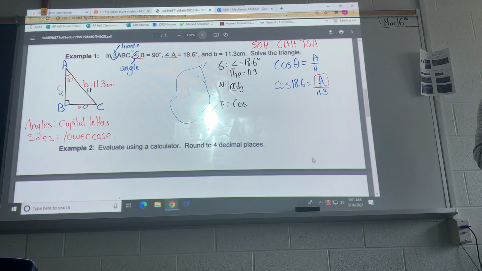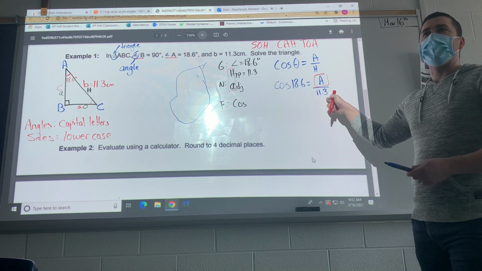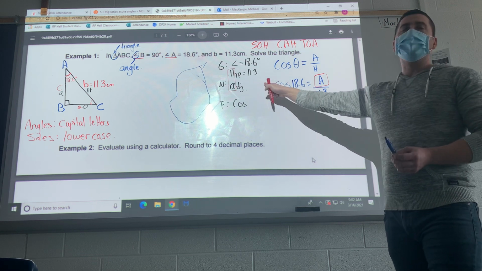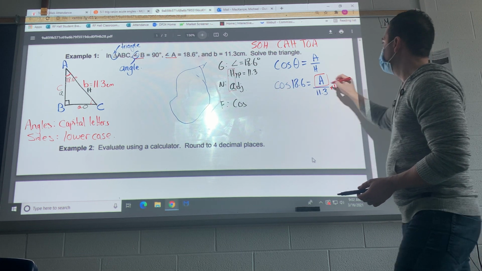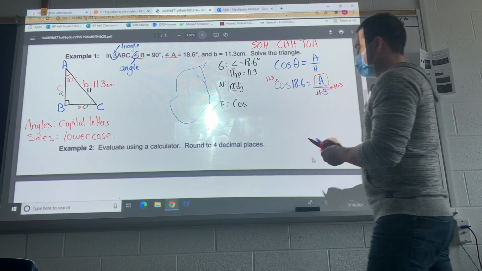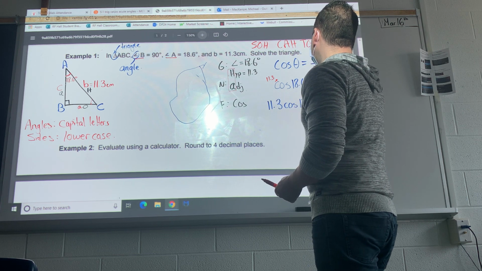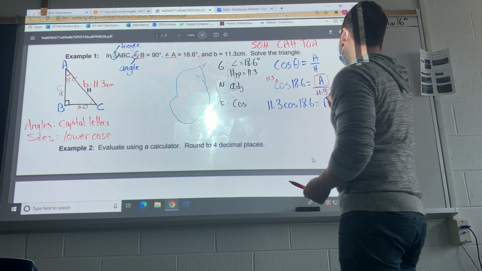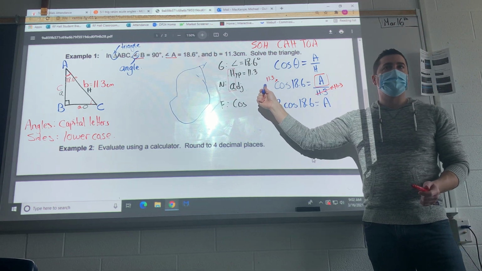Cos 18.6 times 11.3. Good. So since we're dividing by 11.3 here, we're going to multiply by 11.3 on the other side. So times 11.3, so times 11.3. So we get 11.3 cos 18.6. Okay, when you're multiplying, this number always goes in the front.